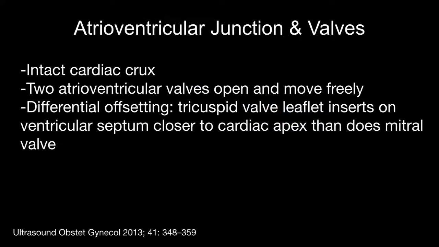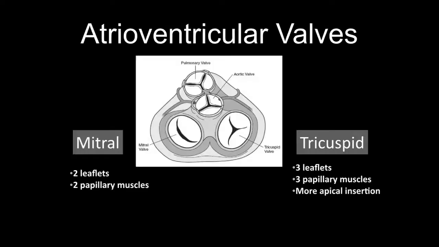So once you've assessed the ventricles and the atria, you look at the AV junctions and valves. There should be an intact central portion of the heart, and 2 AV valves that open and move freely. It's really important to get into the habit of freezing your clip on the 4-chamber view and cine-looping slowly to look at the valves and look at the central portion of the heart. It improves your visualization of any abnormalities, and allows you to assess the relationship of the valves and the central portion of the heart.